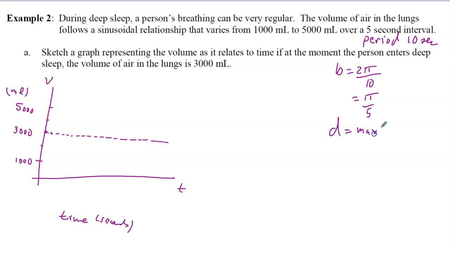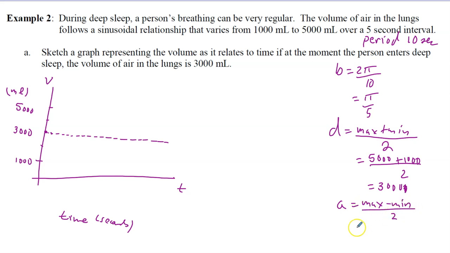D is max plus min over 2. So 5,000 plus 1,000 over 2 is 3,000. A is max minus min over 2. So 5,000 minus 1,000 over 2 is 4,000 over 2, or 2,000.